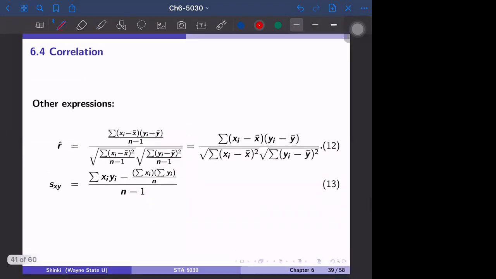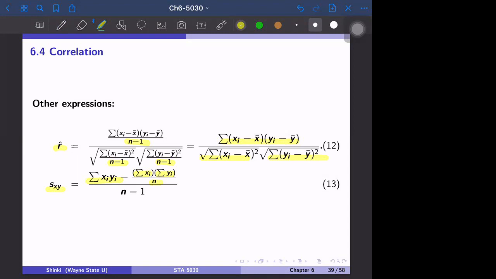And some other expressions. Anyway, we use a computer to calculate it, so I don't really care about this. But at first, the n minus 1 can be canceled, so that is kind of trivial. And also, with some algebra, you can prove that S sub xy is summation of xi yi minus the summation of xi times summation of yi over n.